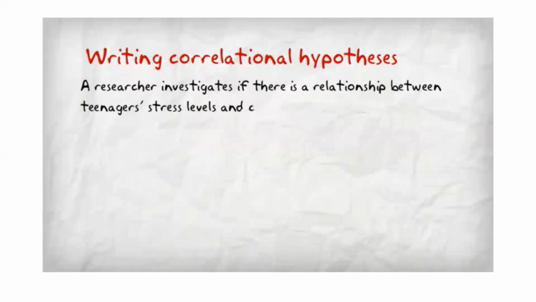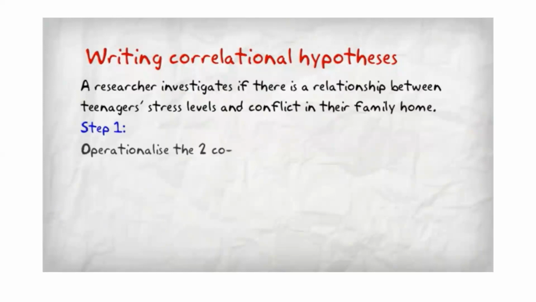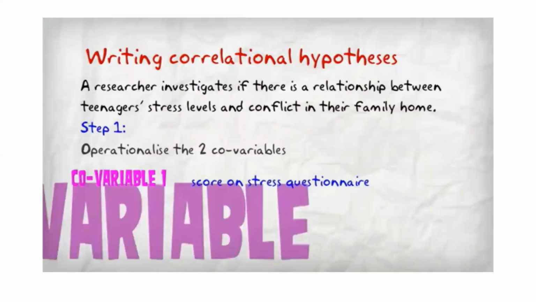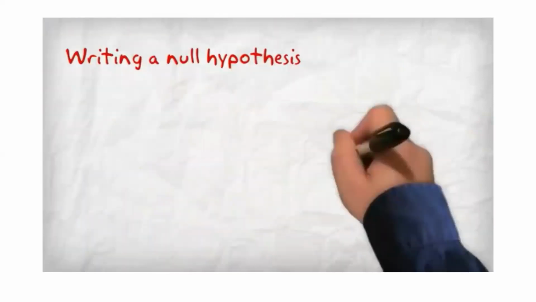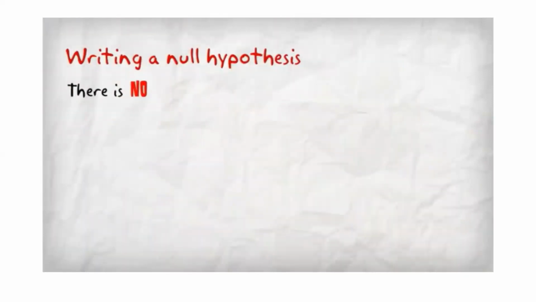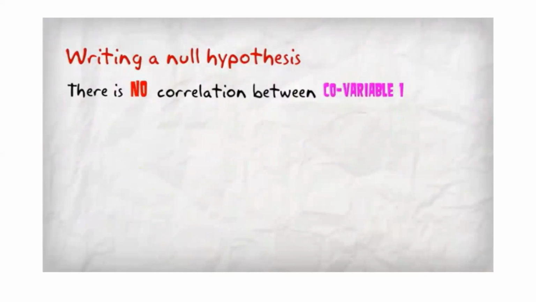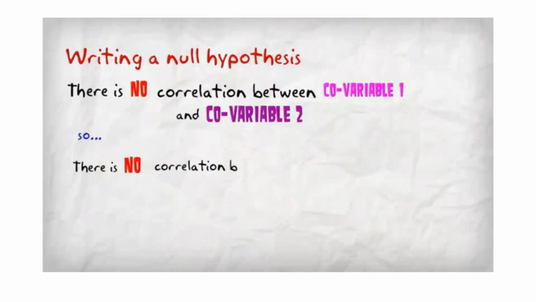Now these are again the different types of hypothesis. Whenever there is a null hypothesis, there is no correlation between variables.